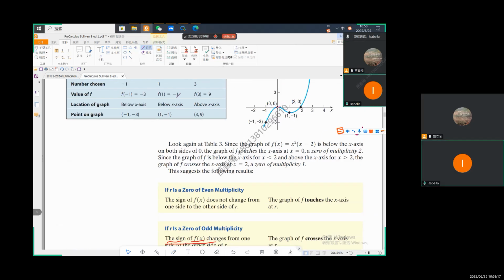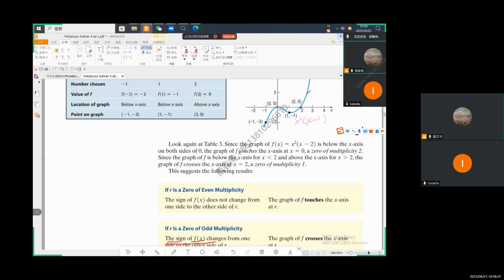Yeah, it touches the x-axis. It's the zeros, the x-intercept, etc. So if it is odd, so there's x minus 1, this is odd, right? Here one is odd, so the multiplicity is odd. So that's why it crossed.